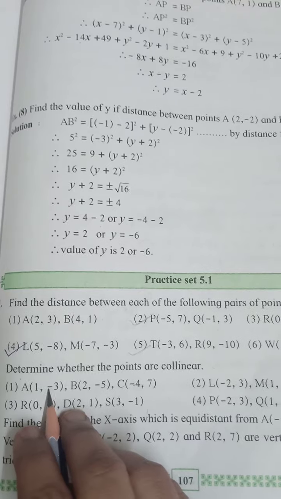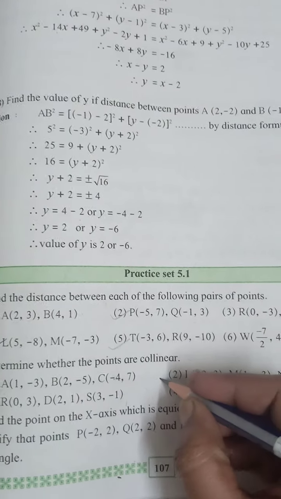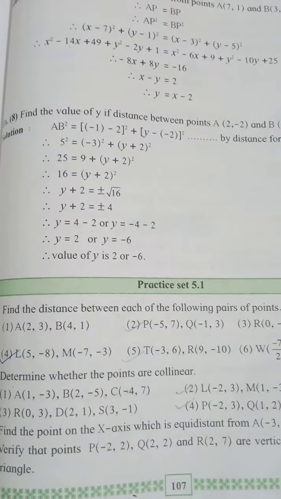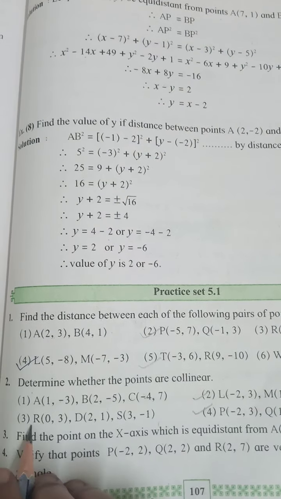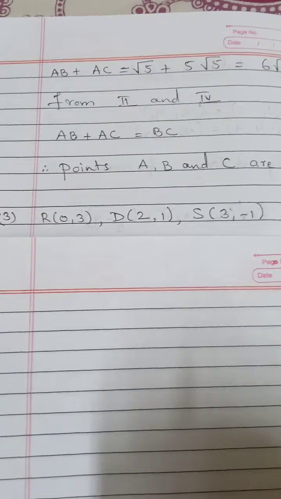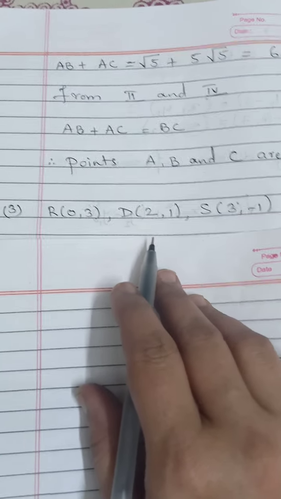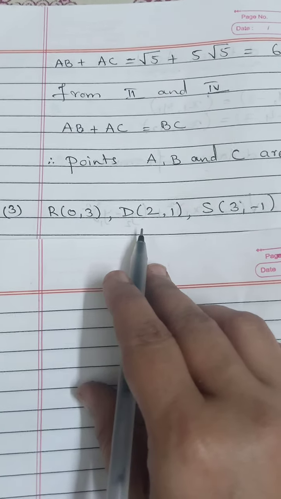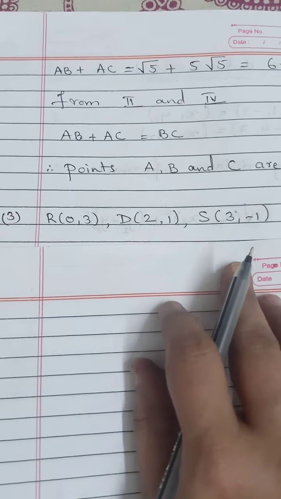So first sub question we have completed. Now question number 2 and question number 4 will be homework for you. I am going to explain how to do question number 3. So I have taken the third sub question. R is 0, 3, D is 2, 1, S is 3, minus 1.